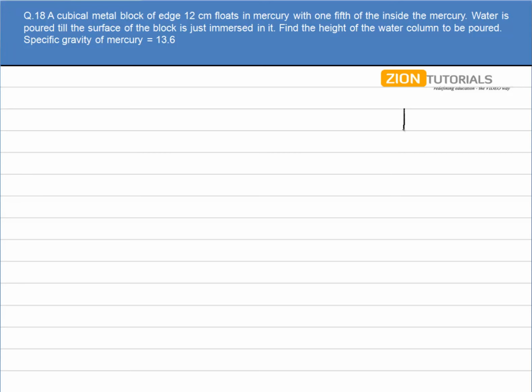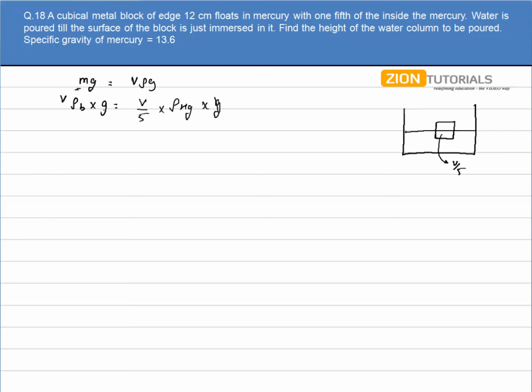Fine. Now let's say initially we have a condition like this, that mercury was filled and the block was dipped in like this with V by 5 inside the mercury. So I can write that mg is equal to V rho g for the first condition. So the mass can be written as total volume into rho of block into g is equal to the volume that is dipped inside the mercury, that is V by 5, into rho of mercury into g. So g is cancelled. I have the rho of block is equal to rho Hg by 5, that is 13.6 by 5 gram per centimeter cube.